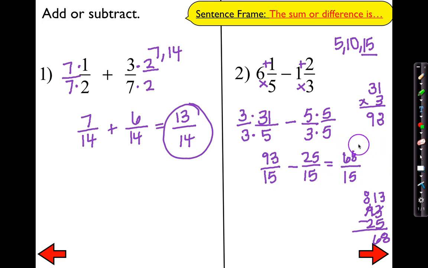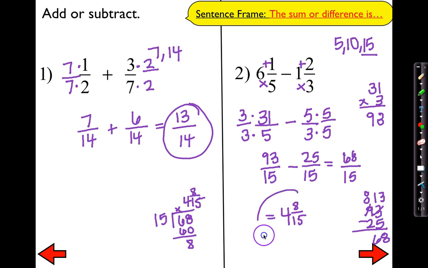So what I want to do first is to go ahead and change it back to a mixed number. I'm running out of room, so I'm going to go ahead and show it down here. I'm going to do 68 divided by 15. Well, 15 cannot go into 6, so I'm not going to write anything there. 15 can go into 68, let's say, about 4 times. Which is going to give me 60 with a remainder of 8. So my answer is going to be 4 8/15. So my final answer, I'm going to go ahead and write it down and check that it's reduced. And it is, so I'm going to go ahead and circle it.